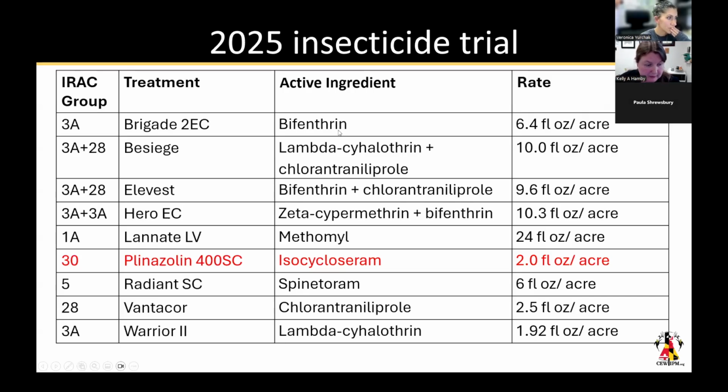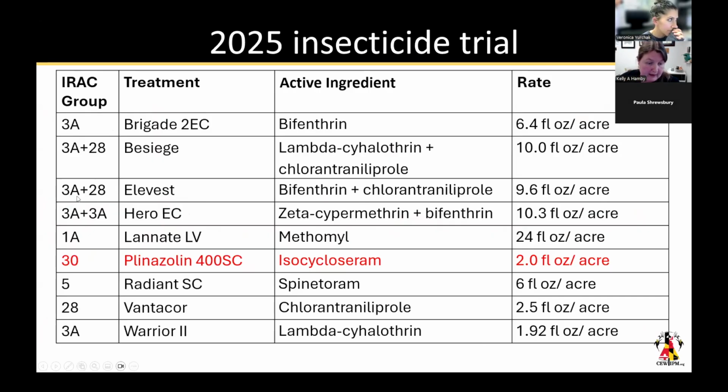What we tried to do is we had ones that we know people are using, things like Lannate here, the group 1 active ingredient. And we also had a couple of different group 3 active ingredients, or pyrethroids. So we had both bifenthrin and lambda-cyhalothrin. So these are the single AI active ingredients, group 3s. Then we also had Hero, the group 3 that is zeta-cypermethrin plus bifenthrin. So it's 2 pyrethroid active ingredients.